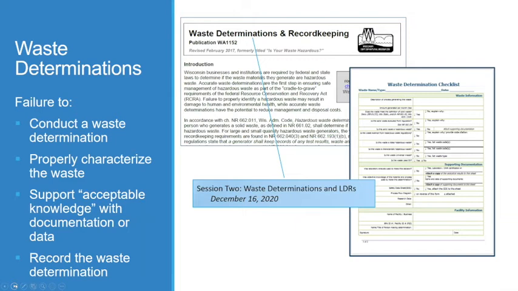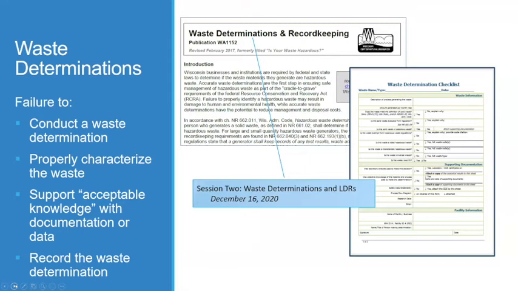So sometimes there's a failure to conduct the waste determination at all, to properly characterize the waste. One of the things that people have talked about in the past is something called generator knowledge. And I think EPA has kind of dropped that word generator knowledge because it was misconstrued as the generator knows, so it must be true. And so we've sort of gotten rid of that because some folks just didn't quite understand that the determination needs to be supported by acceptable knowledge.